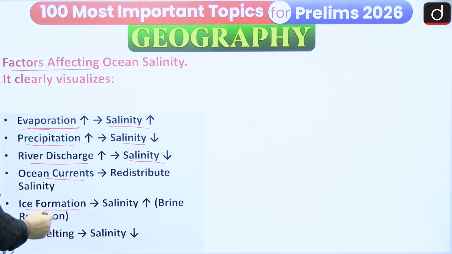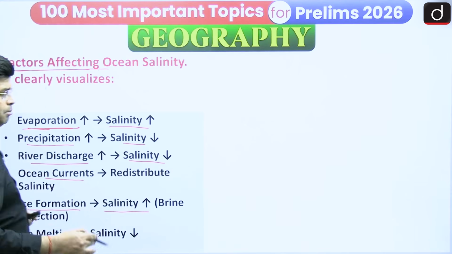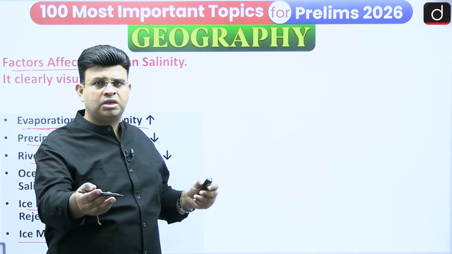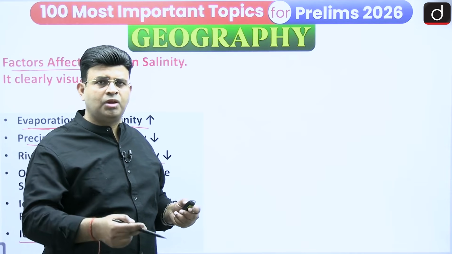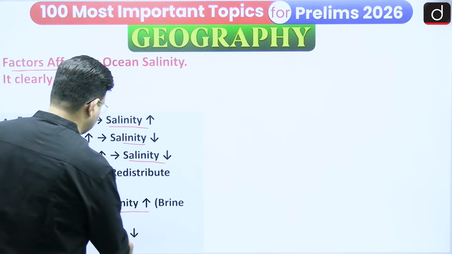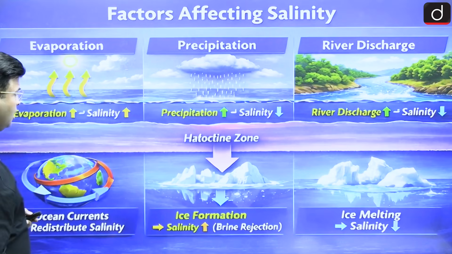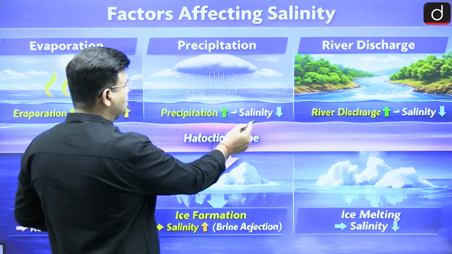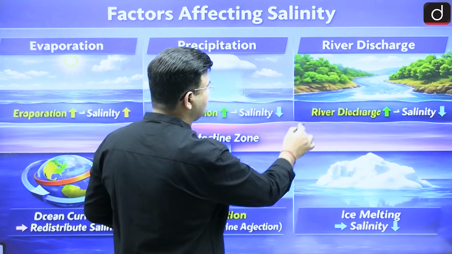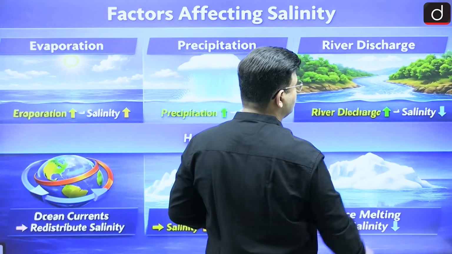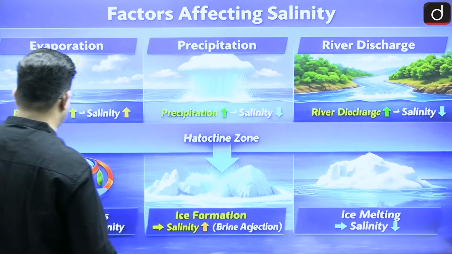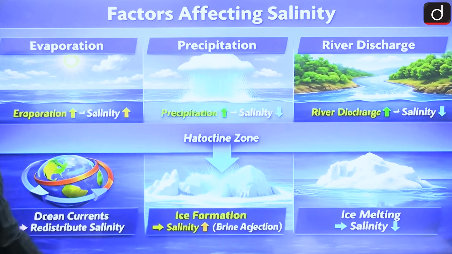So we can say that ice formation causes an increase in salinity, and when the ice melts, it provides fresh water, because ice is fresh water, and that decreases the salinity. Evaporation is increasing salinity, precipitation is decreasing it, and mixing of fresh water, such as river discharge, is also decreasing the salinity. And here we can say that ocean currents distribution is taking place.